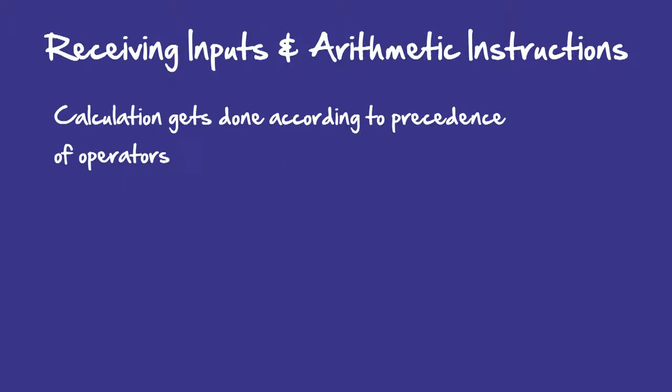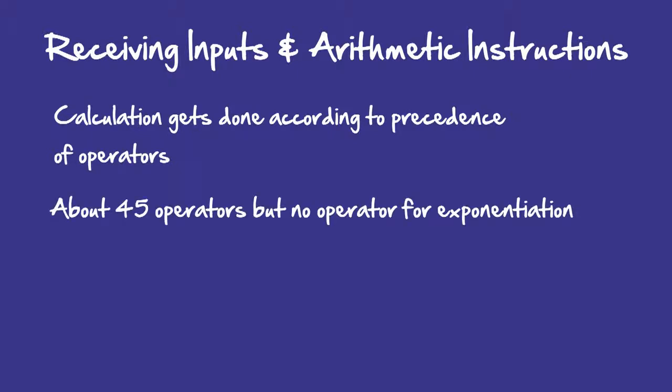Now the calculation gets done in the order of multiplication or division first, after that subtraction and addition, like this. There are about 45 such operators in C and surprisingly there is no operator for exponential, just for your knowledge.